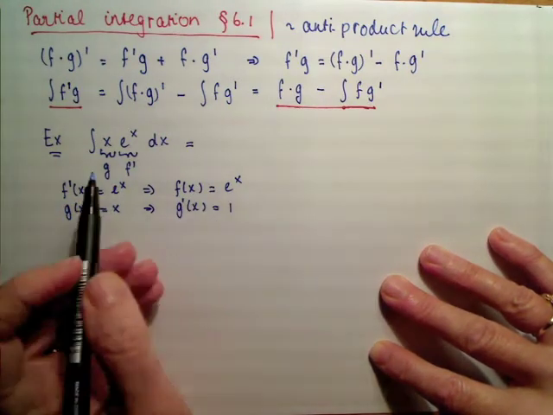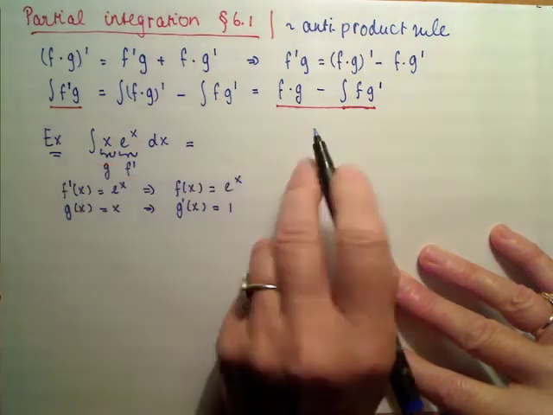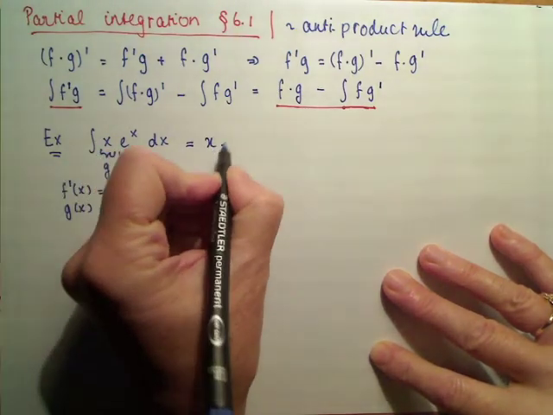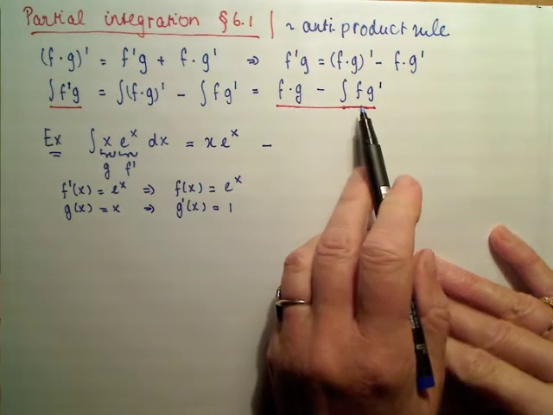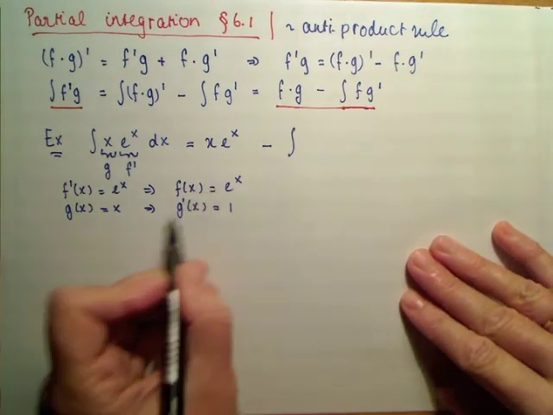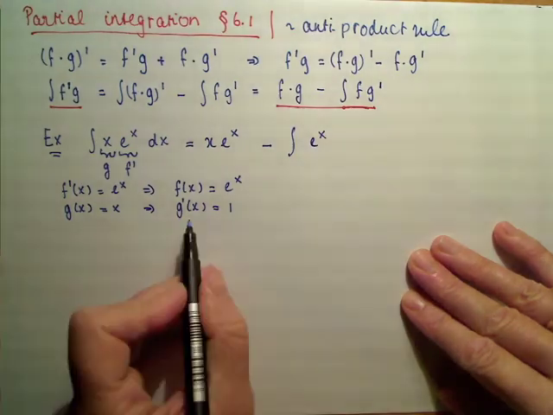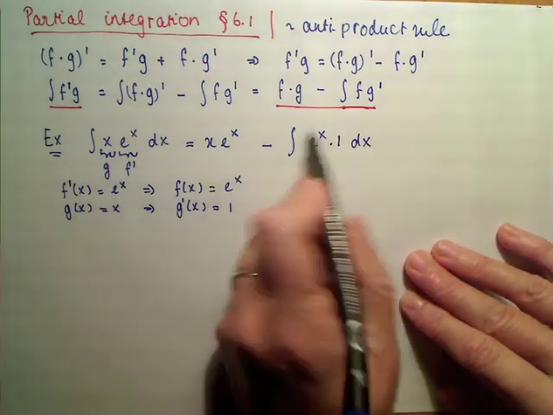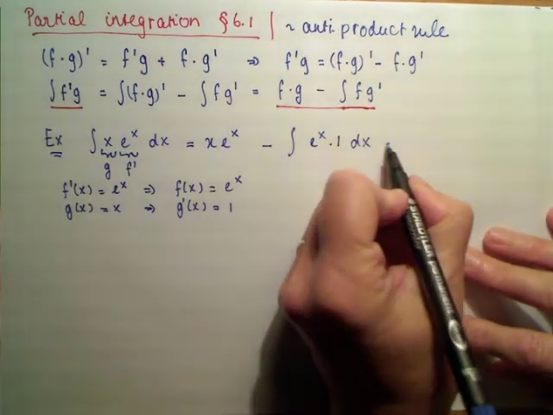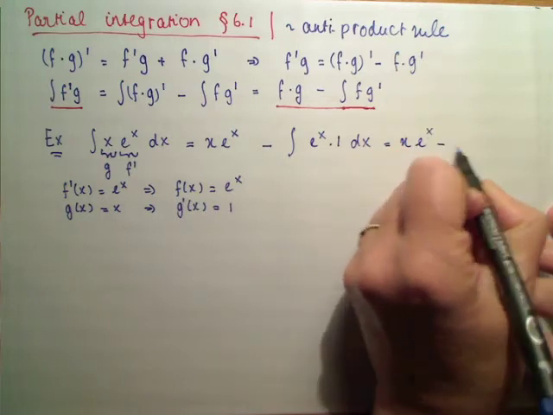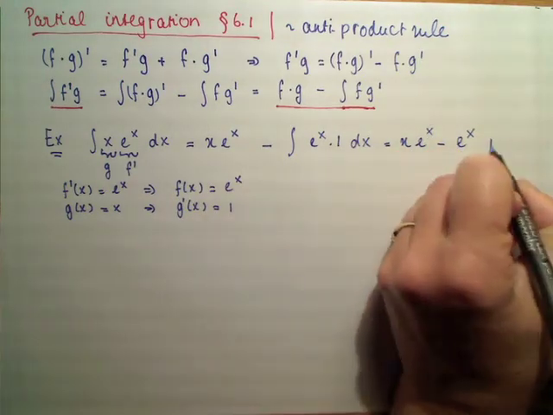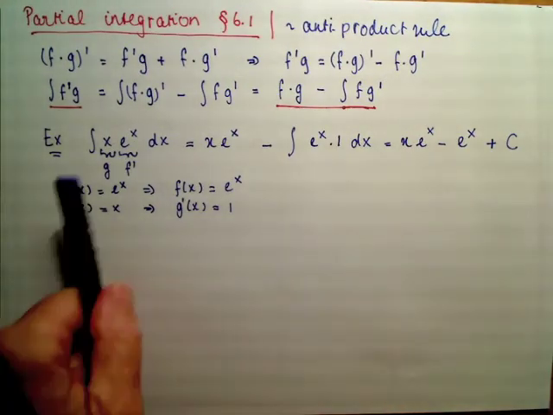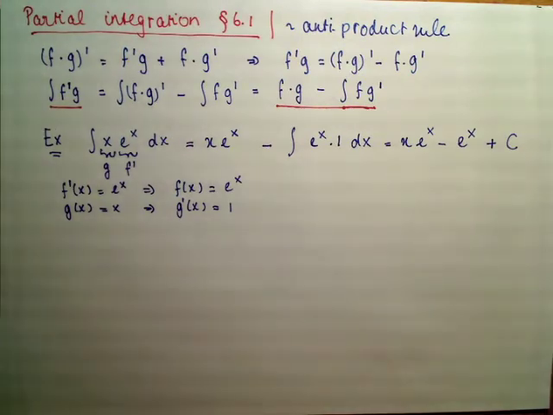Then what we get on the right hand side is the product of the two functions f and g, which is equal to x times e to the power x. And we have to subtract the primitive of f, which is e to the power x, multiplied by g prime, which is equal to 1. But now we get an integral which is quite easy to calculate, because the primitive of e to the power x is simply e to the power x. And of course, we have to add an arbitrary constant. So this difficult integral was in fact quite easy to solve.